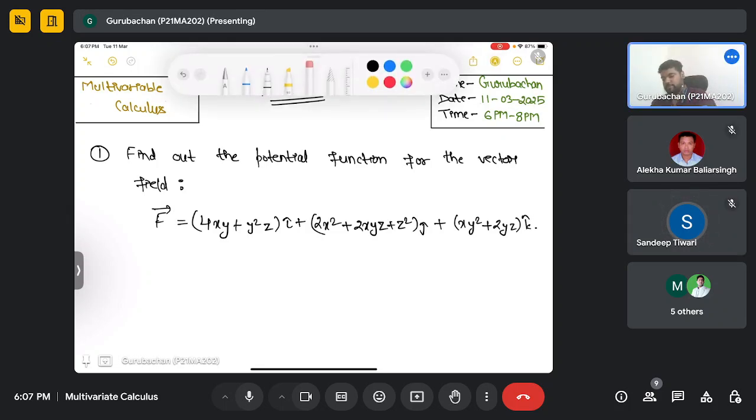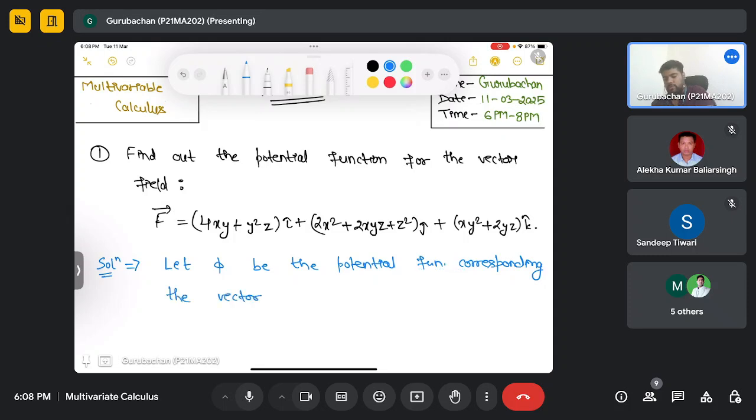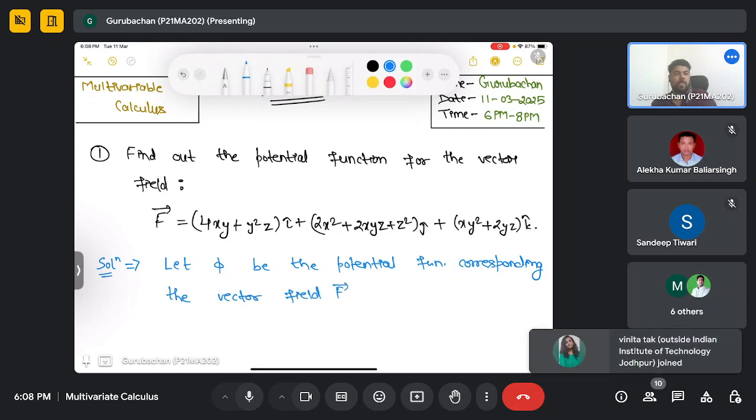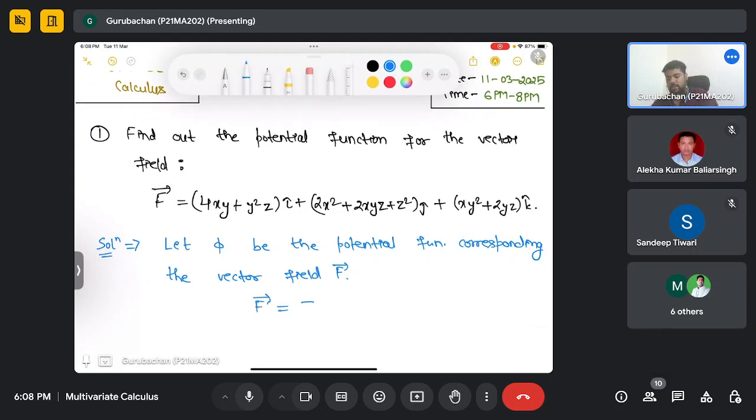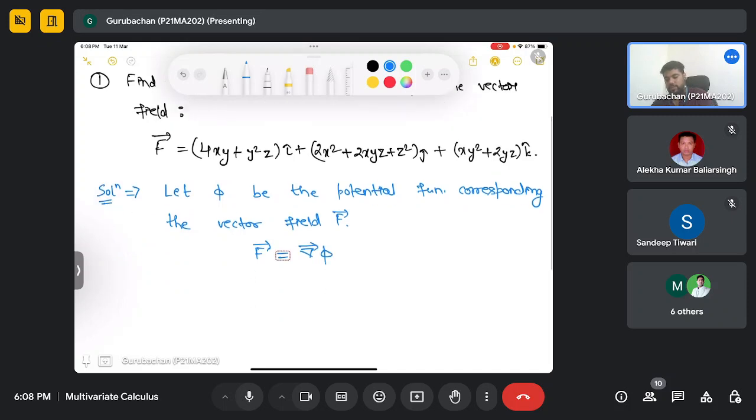So let me write it here. In order to find out the potential function, let phi be the potential function corresponding to the vector field F. If phi is a potential function, that means F can be written as gradient of phi, which is del phi by del x i cap plus del phi by del y j cap plus del phi by del z k cap.